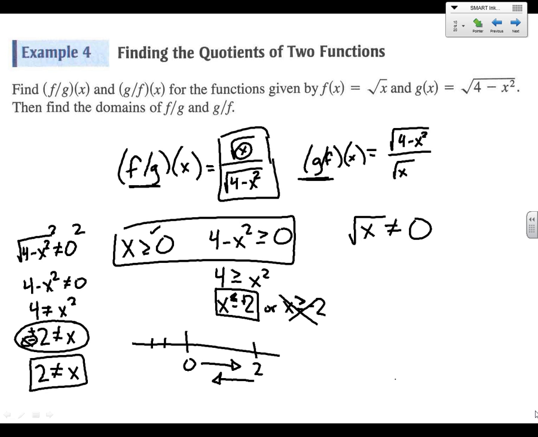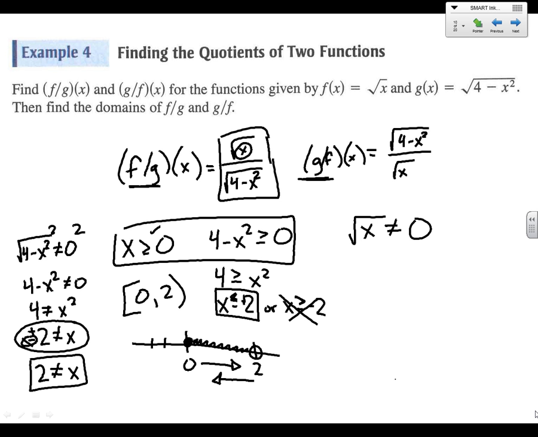from right here. So we're going to have a closed circle on 0 because we could equal the 0. But then we cannot equal 2, so we'll have an open circle here. Everything in between it. And so what we're looking at here, if we write it in function notation, would be from 0, touching it, to 2, not touching it. Let's go ahead and look at g over f as well.